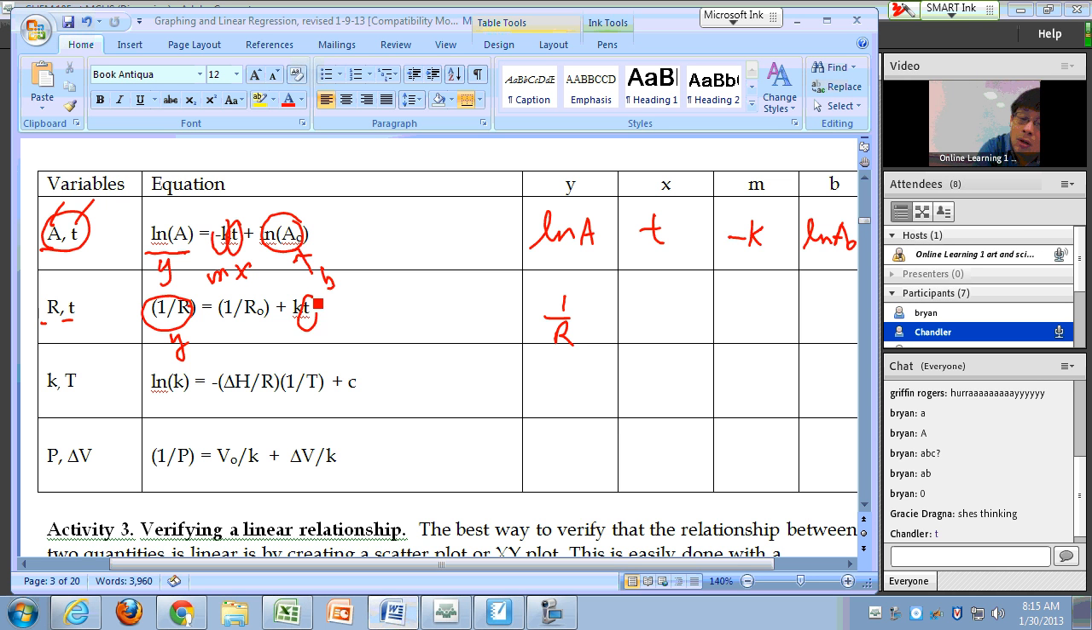Okay, good. t is my x. So it's not always going to be written as y equals mx plus b. It can be written as y equals b plus mx, as in this case. So t is my x.